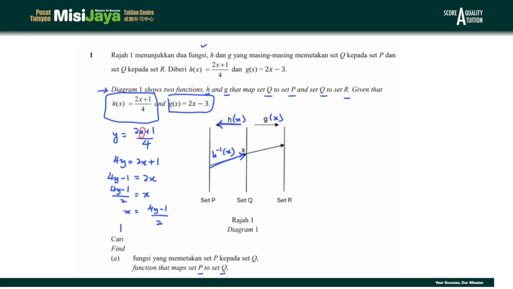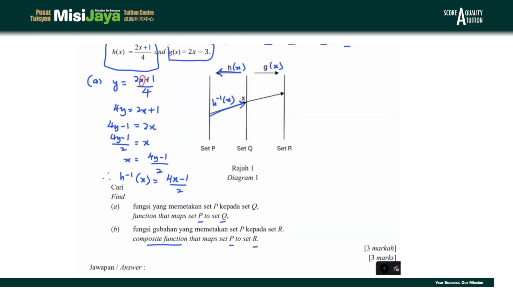So now we already found our inverse hx, okay? Then this y we're going to change to be in terms of x. So (4x minus 1) over 2. Okay, so that will be our answer for A. Okay, let's try to do B.